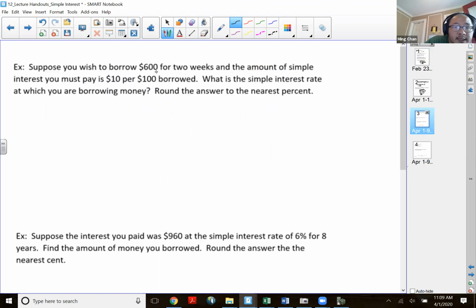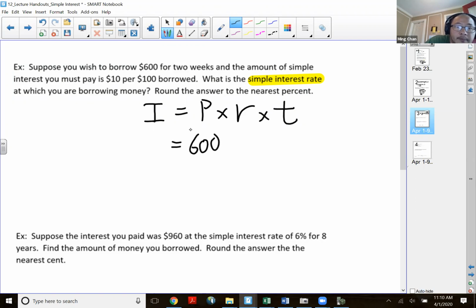All right, suppose we borrow $600 for 2 weeks and the simple interest you must pay is $10 per $100 borrowed. What is the simple interest rate? This question is asking for the interest rate R. There are 4 things inside this formula: interest, principal, rate, and time. You've got to know 3 of them out of the 4 in order to figure out the missing one. So the $600 is the principal. It does not tell me what the rate is because the question is asking for the rate. The time is 2 weeks.